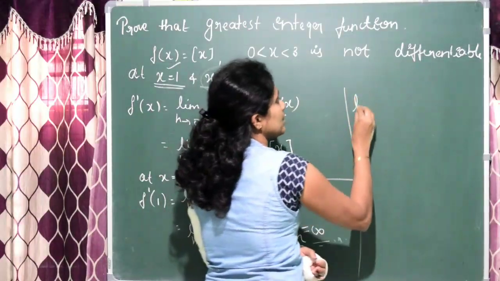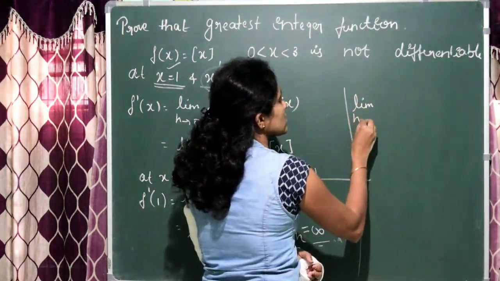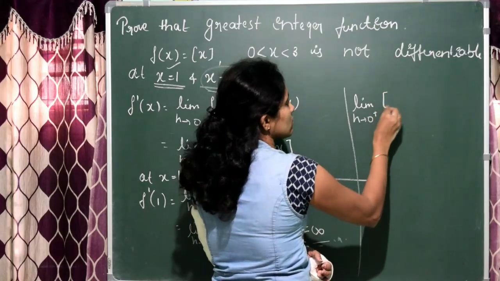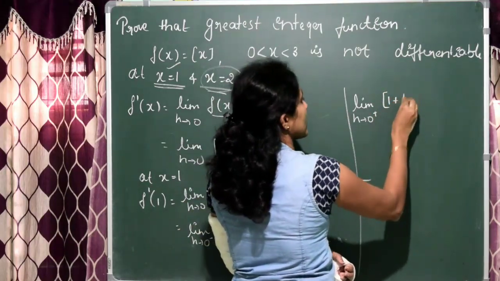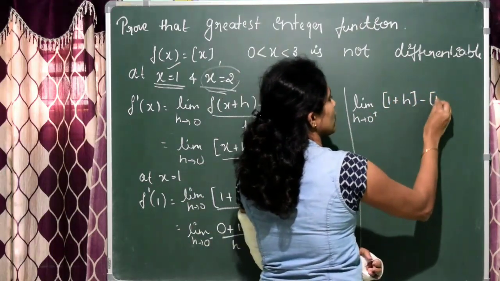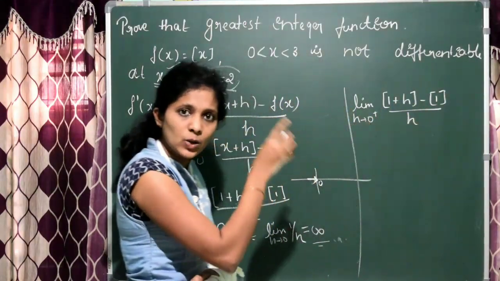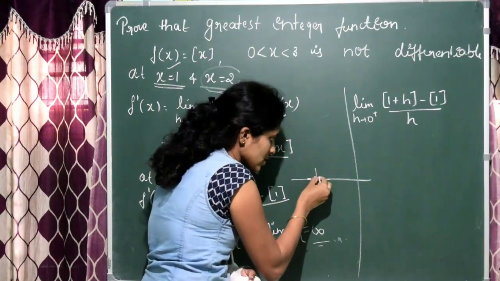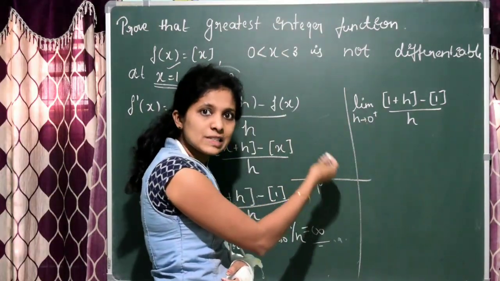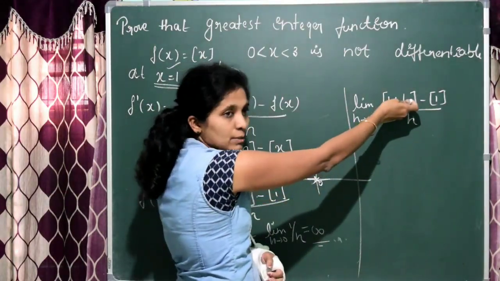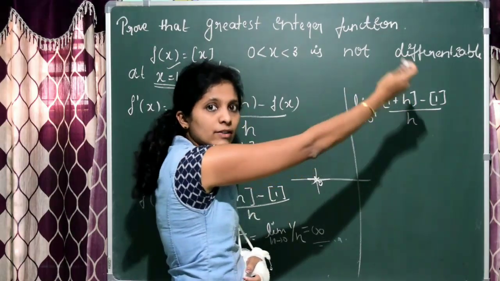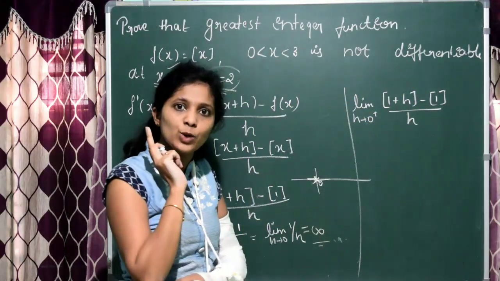So right hand limit will be limit of h tending to 0 plus, greatest integer of 1 plus h minus greatest integer of 1, divided by h. Here you can see that the value of h is very close to 0, but it is from the right hand side, which means obviously it will be positive. So you are adding some number to the 1, so it will be more than 1. So the greatest integer of that function will be equal to 1.